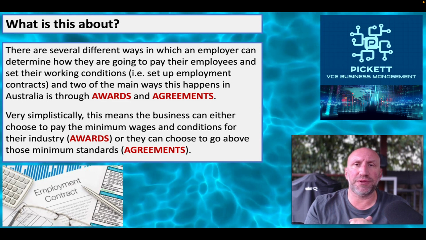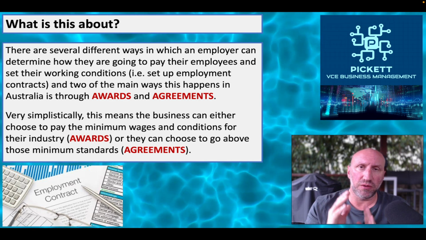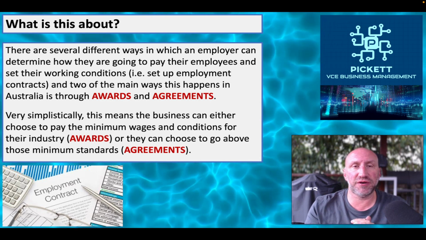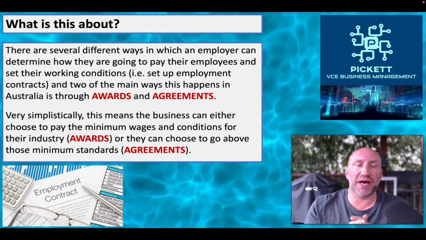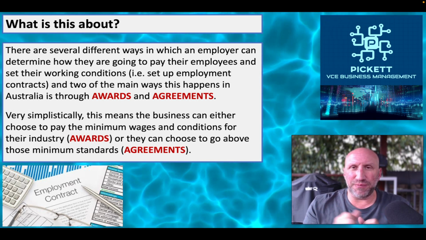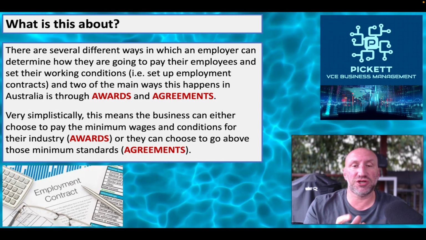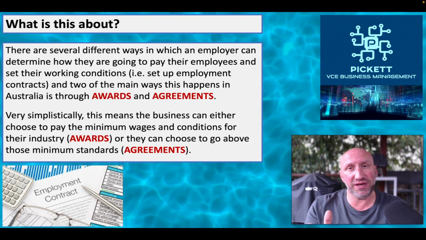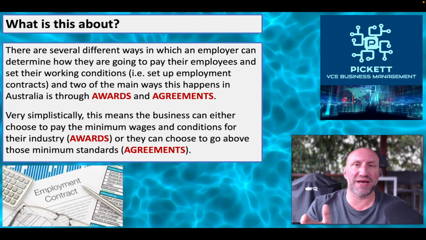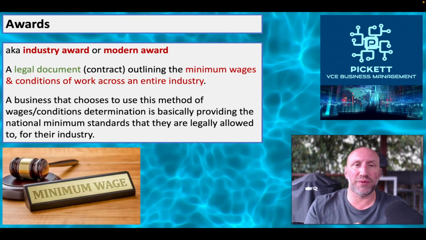So how do we set up the employment contracts for our employees? There are two main ways to do this in Australia. One is awards, one is agreements. Any of you that have a job right now, like a part-time job or a holiday job, you will be paid under one of these two. On a very simplistic level, the business can choose to pay the minimum wages and conditions for their employees for their industry. That's an award. Or they can choose to go above those minimum standards and put in place an agreement. That's kind of where we're going with this.